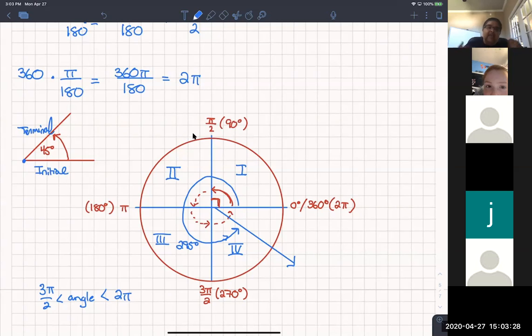If it was, say, 200, that means the terminal end will fall in the third quadrant, which means that it is greater than pi, less than 3 pi over 2. If it was 120 degrees, that means the terminal end will fall in the second quadrant. So it's between 90 and 180, or pi over 2 and pi. Okay.